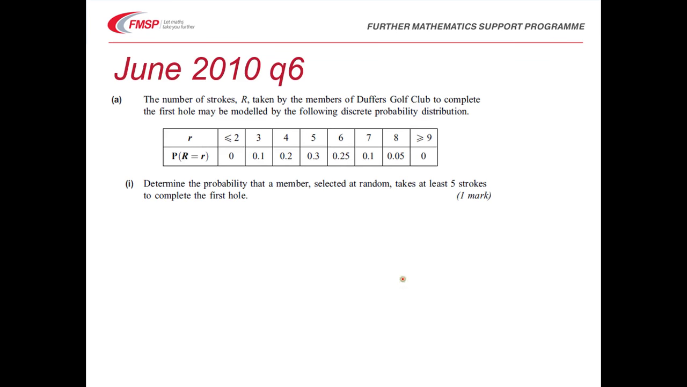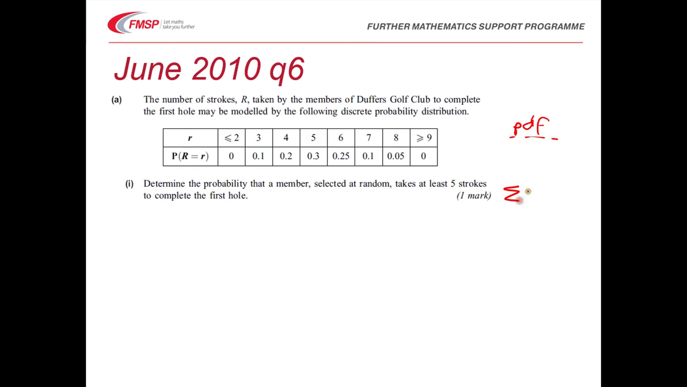Okay, so June 2010, question 6. The number of strokes taken by the members of a Duffers Golf Club to complete the first hole may be modelled by the following discrete probability distribution. So we call this a PDF, effectively, a probability distribution function. It's more of a table, but if we keep thinking about it in this way, it might help a little later on. So what we're asked to do is to determine the probability that a member takes at least 5 strokes to complete the first hole.